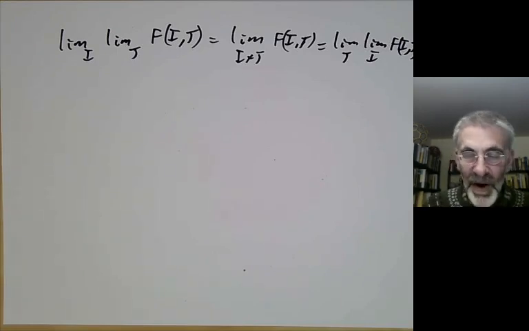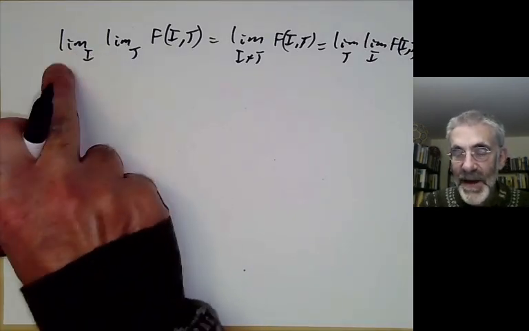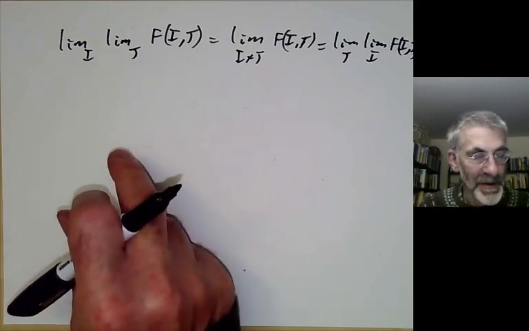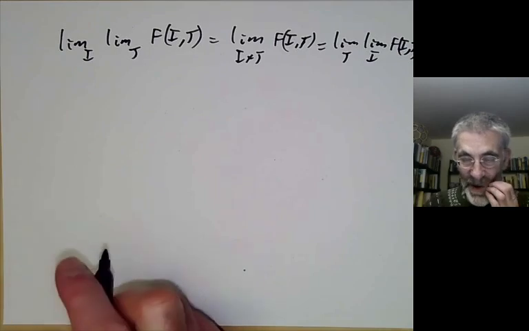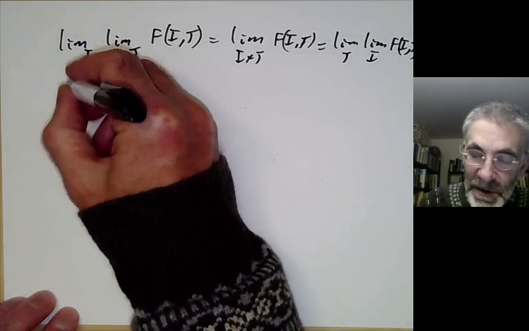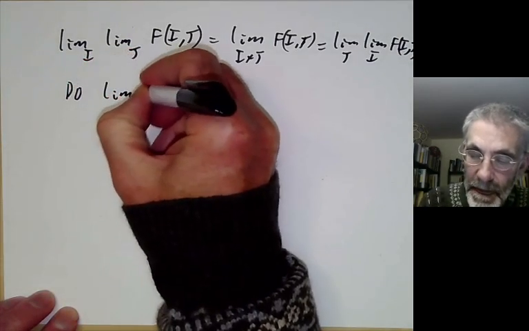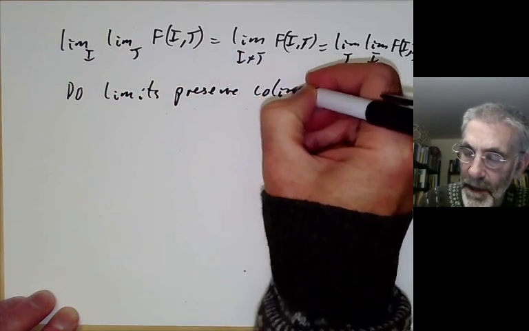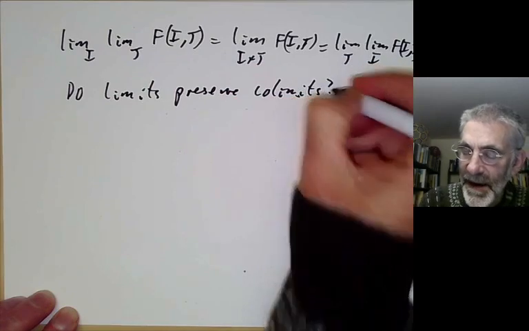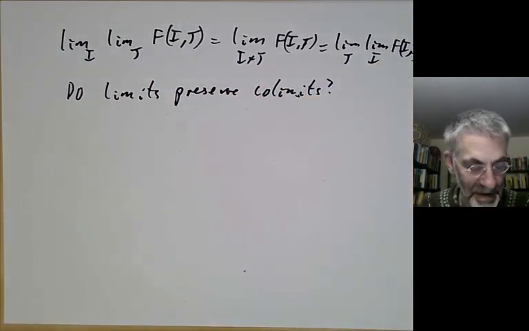But anyway, so obviously the same thing applies, that colimits are going to preserve colimits, so in particular they will preserve cokernels. So the question is, do limits preserve colimits? And vice versa, do colimits preserve limits? And the answer is, in general, they don't.